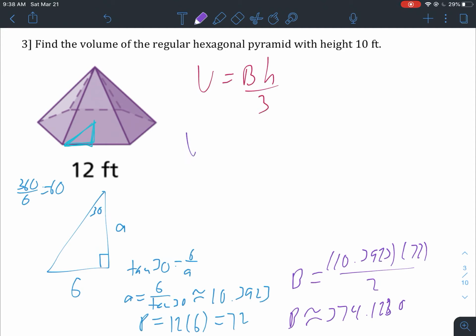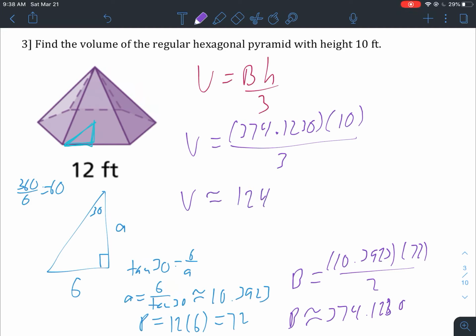Okay, so going back to our volume, 374.1230 times the height, which is 10, over 3. Now, because we're already rounding, we can go ahead and type this all into our calculator and just round this answer. Let's round to the nearest hundredth. Our final answer will be 1,247.08 cubic feet.